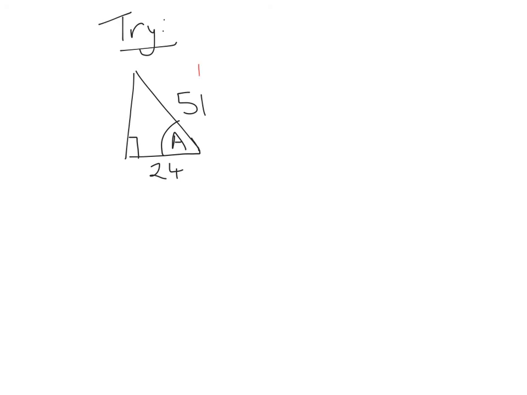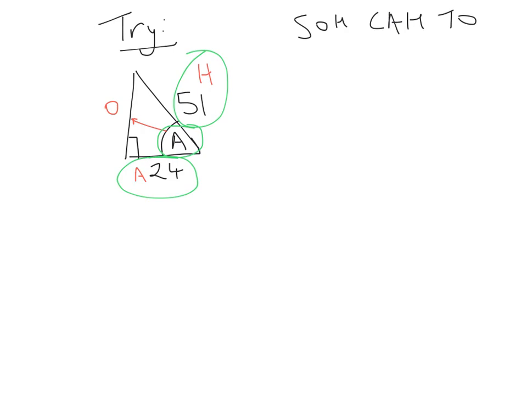Right, so I'm going to label this really quickly. So I've got H, I've got O, and I've got A. Now I'm going to circle what I know and what I'm trying to work out. So I know the adjacent is 24, I know the hypotenuse is 51, and I'm trying to work out angle A. Think of my SOHCAHTOA again, and we think to ourselves, which one of these has an A and a H? So CAH works.